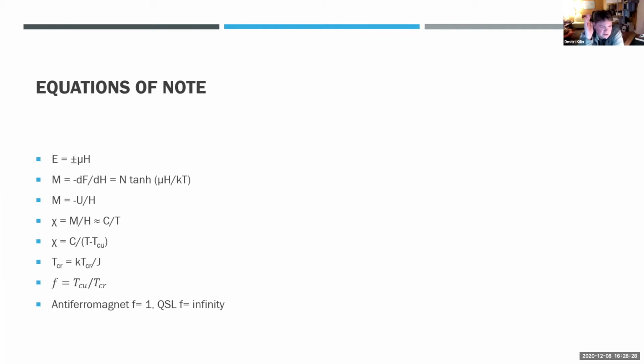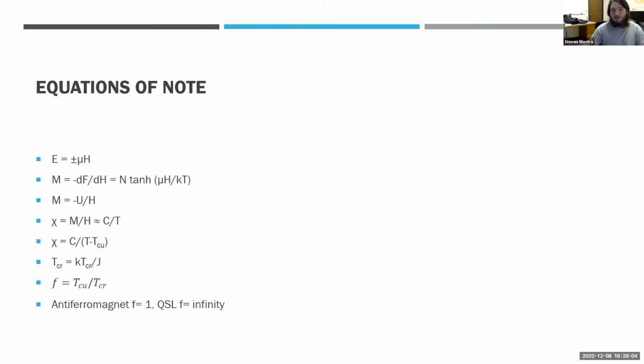I have a silly question. Maybe I misunderstand something, or maybe it is a typo. In the third line from the bottom, I apologize, I may look very silly, but is it possible to cancel T sub CR on left and right? Mm-hmm. It is written T sub CR equals K times T sub CR divided by J. It looks like it is not.